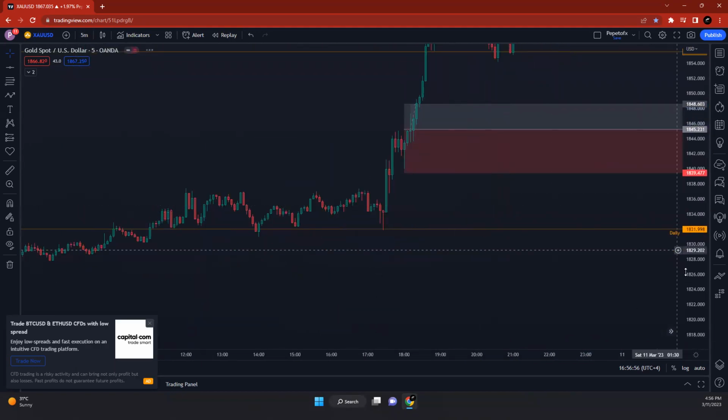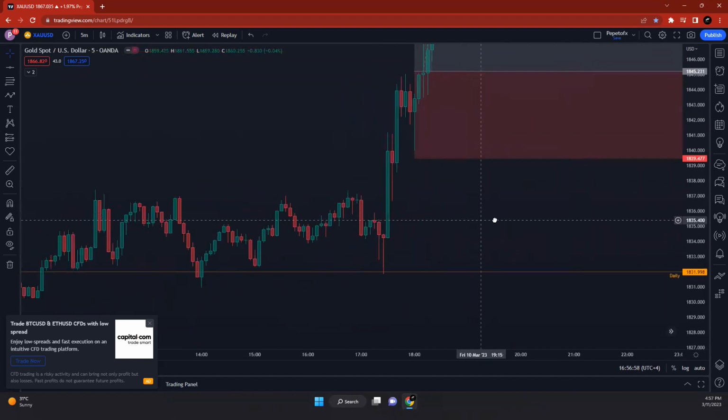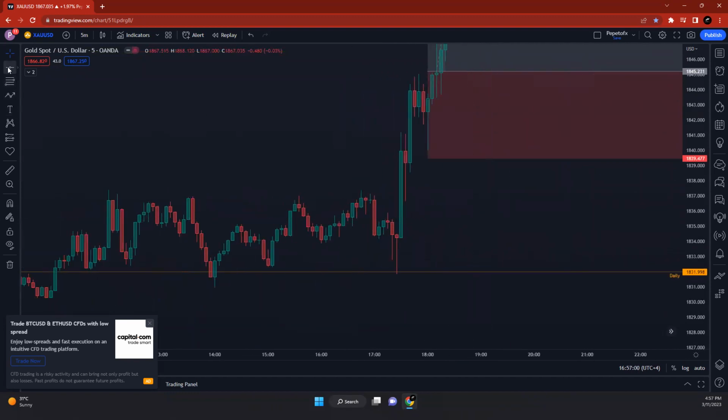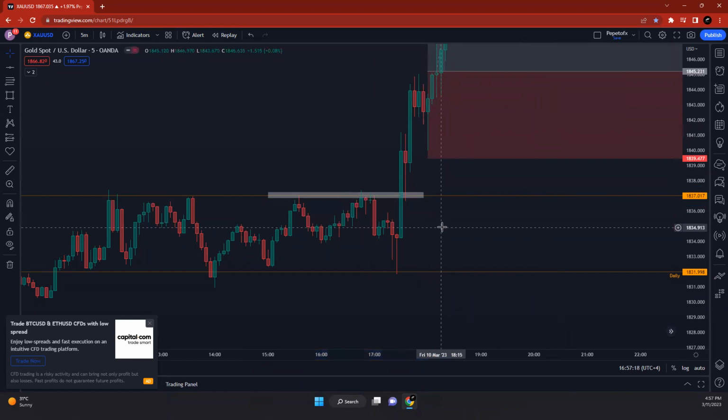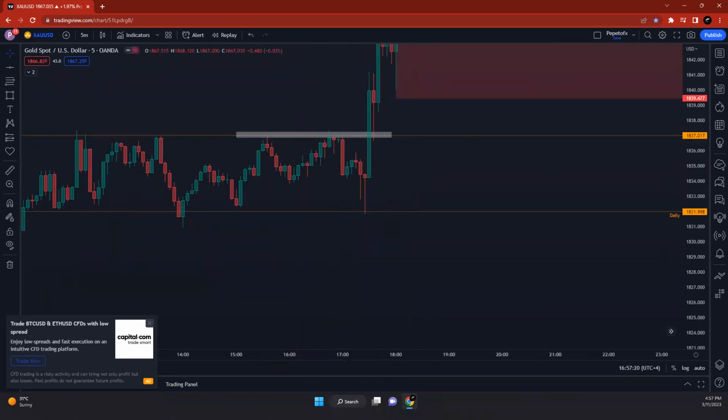This is the story here now. Now, on news time, we made a liquidity level like this. Okay, and then there was... okay. This is a level.